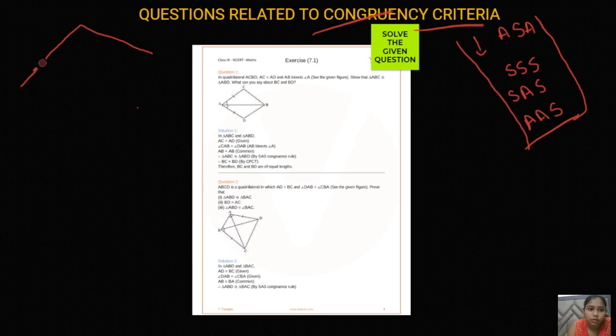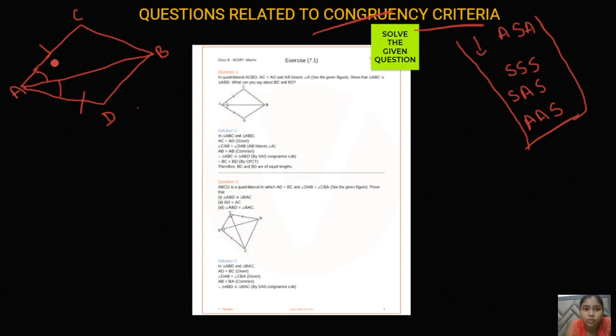So this is the quadrilateral. This is C, this is A, this is D, and this is B. This is the angle and these sides are equal. In this quadrilateral, it is given that AC is equal to AD. Then show that AB bisects angle A.